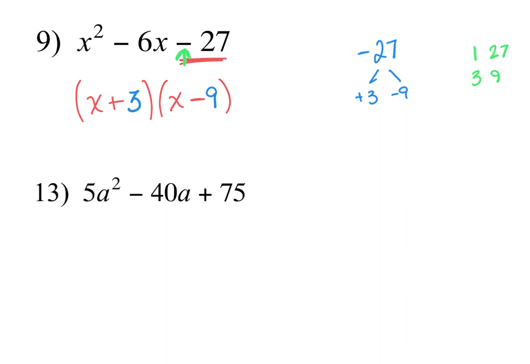Now I just need to decide how to get to the negative. Okay, well, that's a positive 3 and a negative 9. So you can literally just write them out on the side if you want to.